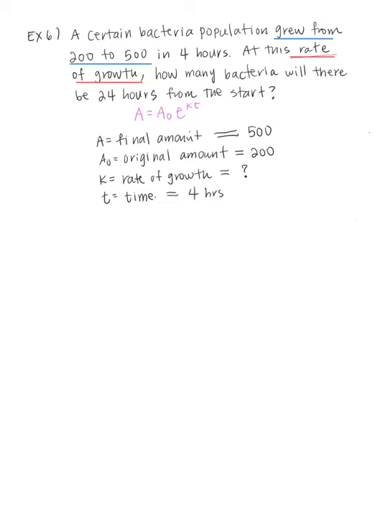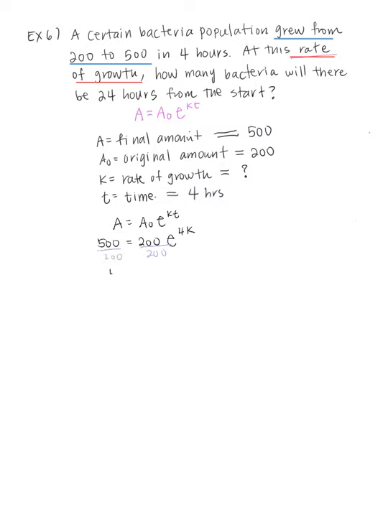So let's plug all the values in. Let me rewrite the formula for this. So we have A equals A sub 0 e to the kt. All right, so A is the final amount, which is 500. A sub 0 is the original amount, which is 200. And then here you're going to have e to the kt. Well, k is what we're looking for, and t is 4. So here you're going to have 4 times k. Now I'm going to divide both sides by 200.